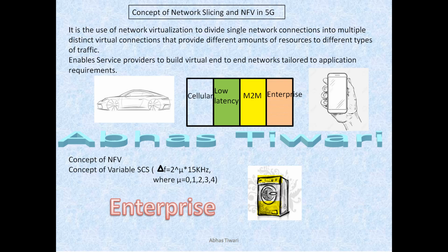We can also have enterprise, and enterprise needs a different kind of requirement from the network providers, service providers. So we can tailor the requirements and tailor the networks as per the requirements. In this case we have a network and we are dividing it into four different sections. Similarly, we can do multiple network divisions logically. So this is the concept of network slicing.